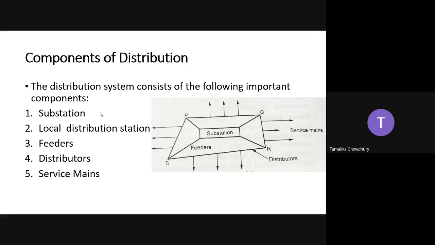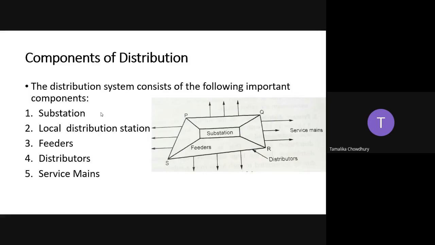Then it is distributed further using the distributors. Now comes the distributors, and this is also called distribution substation, meaning the local distribution station. They can also be known as distribution substation, because it is stepped down to 400 there only. Okay. So next are the feeders.